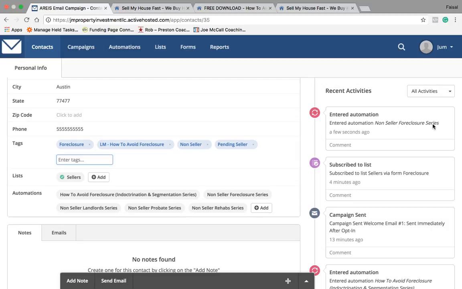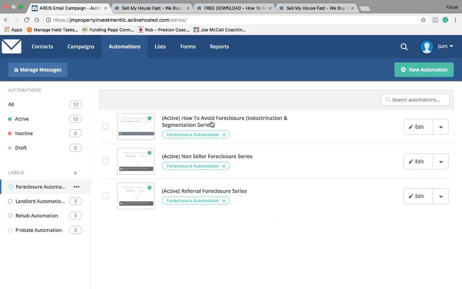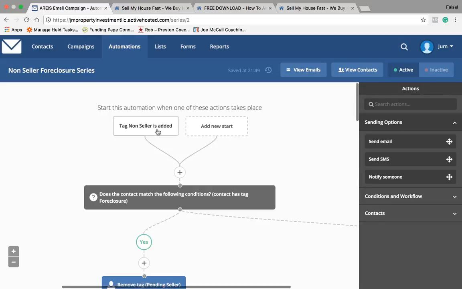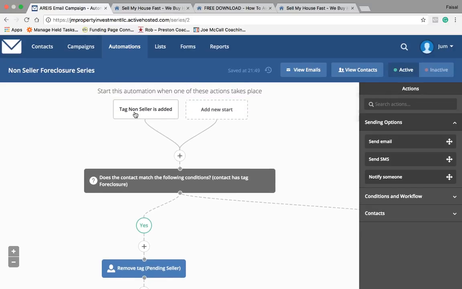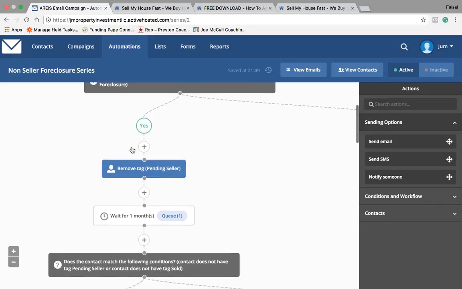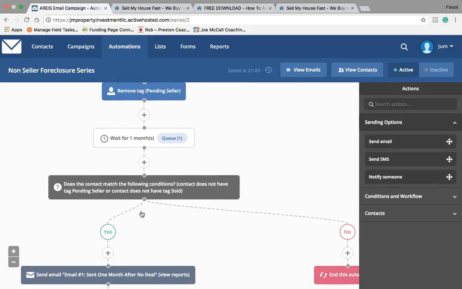So now, you remember I told you there were 3 automations for every single one of them, right? We went through what an indoctrination and segmentation automation is. Now we're going to go through what a non-seller automation is. As soon as you entered this tag, it put them in a non-seller foreclosure automation. So a non-seller tag was applied. The system is going to check if this person has a foreclosure tag, which he does, and now it's going to remove any pending seller tag. That's the pending seller tag that you had, it's going to be taken away now because he's not a pending seller anymore. The system is going to wait 1 month, and there's a reason for this.